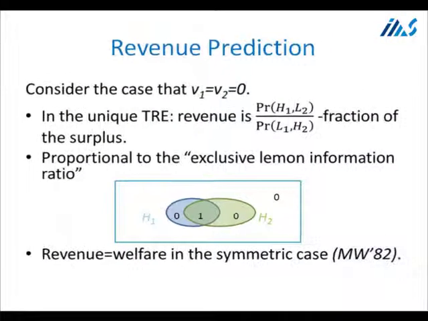Also note that we have some kind of revenue prediction. If the values are 0, then the revenue prediction is exactly proportional to the ratio between the two probabilities. So in a sense, this ratio reflects the exclusive lemon information ratio. The probability of H1L2 is exactly the case in which L2 has exclusive information that it's actually a lemon.